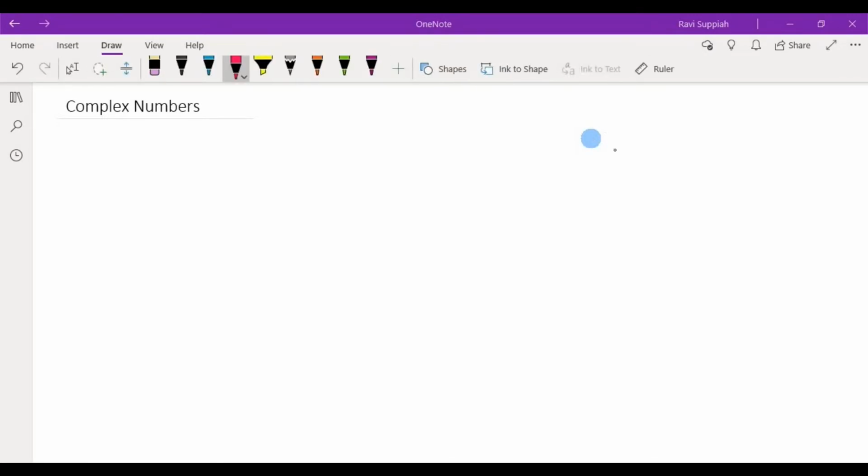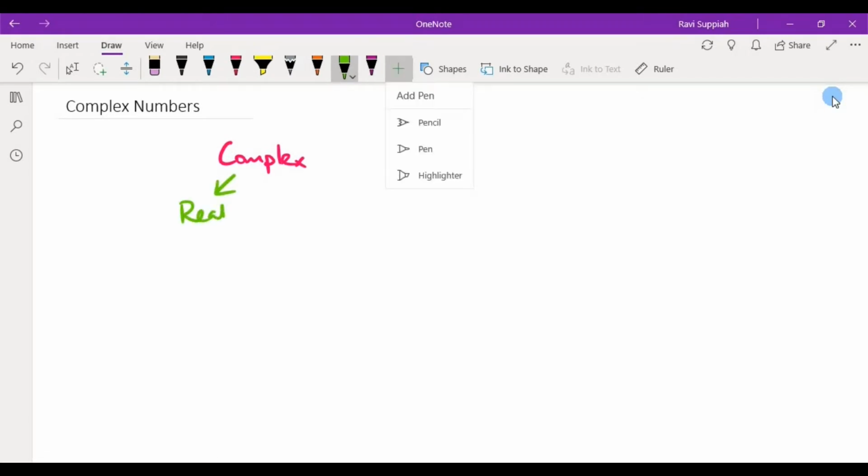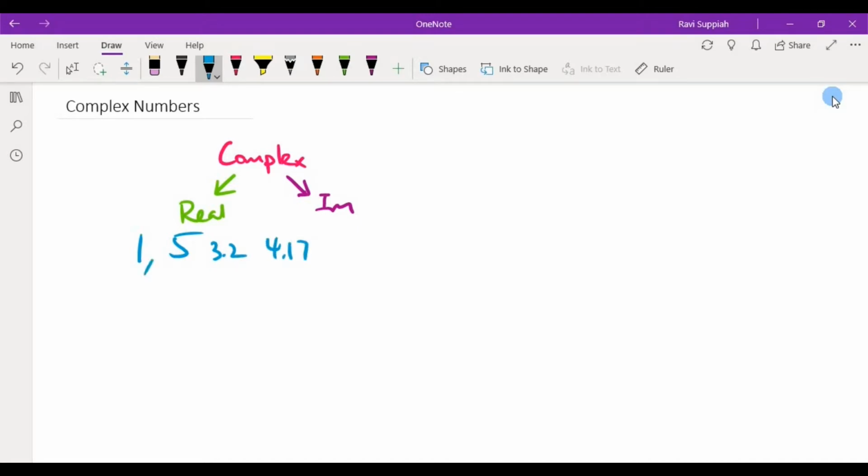Now, what is a complex number? A complex number is a number that has two components to it. One is the real component, the other is the imaginary component. Real numbers are what we know. They could be pure integer numbers, like 1, 5, or decimal numbers like 3.2, 4.17, and so on. So these are all examples of real numbers.